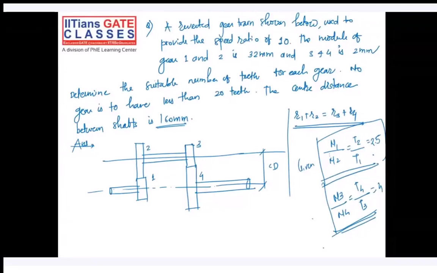They have given these assumptions because none of the diameters is given to you here, nor the number of teeth. That's why they have given the assumption, but I'll give you a hint that n1 by n2 is 2.5 and n3 by n4 is 4. As written here, you can use these given points in order to solve the question.